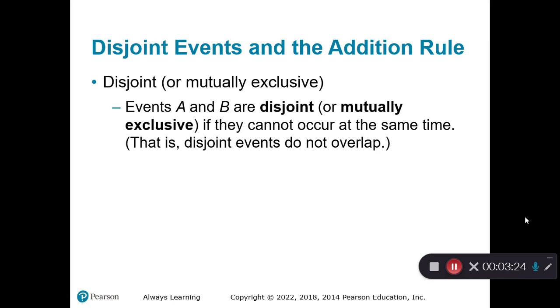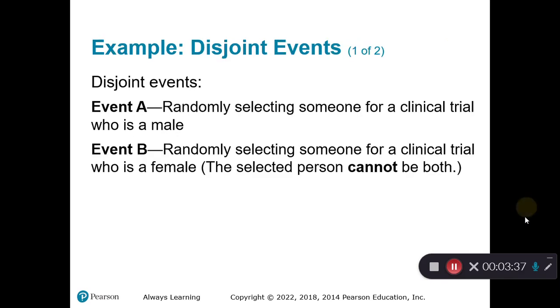Let's define what disjoint or mutually exclusive events are. Events A and B are said to be disjoint or mutually exclusive if they cannot occur at the same time. That is, they do not have any overlap.